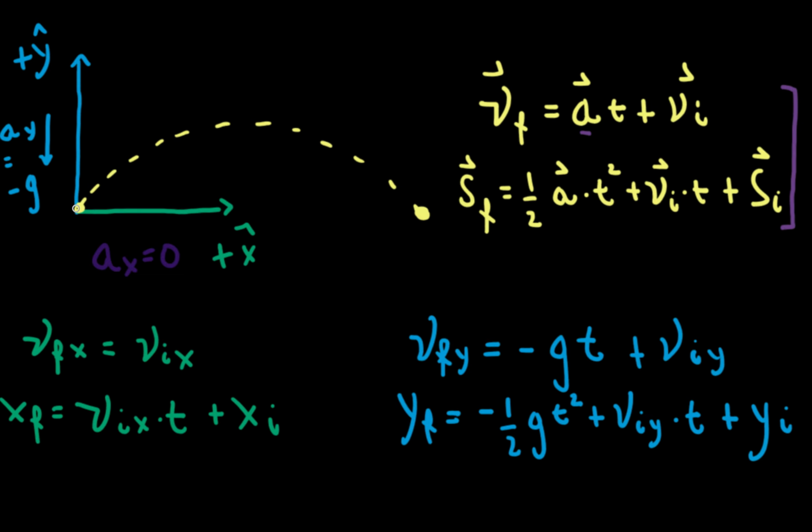Most of the time, whenever the axes touch, this is going to be your 0, 0 point. If that's the case, then the x initial and y initial will go away. And we will see that in a couple of examples.